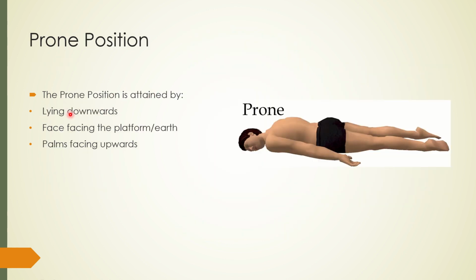The prone position. The prone position is attained by lying downwards. Face should be towards the platform and the palms should be upwards. The person should lie downwards. It should face towards the platform or the earth, and his palm should be upwards. It is the key point. The palm should be upwards and the face should be downwards.